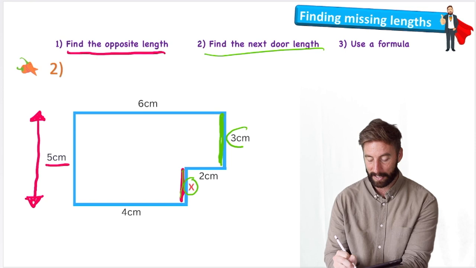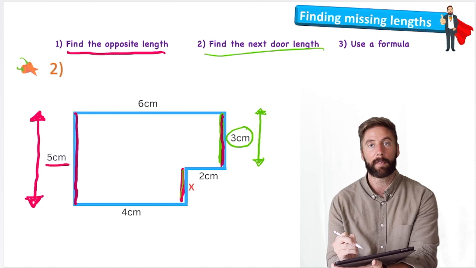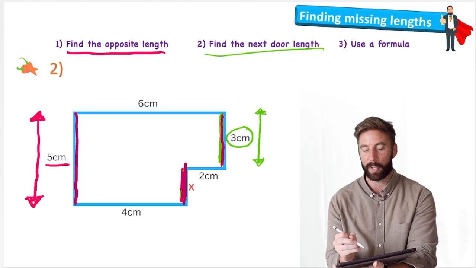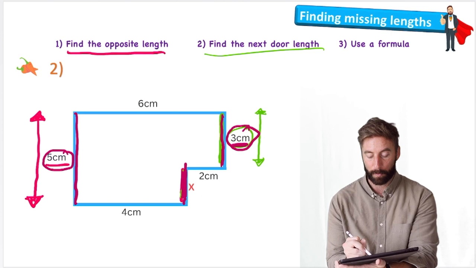So I'm going to use this length here. Okay, so let's think about what we know. This length here is 5 centimeters. This length here is 3. And this length here, where my X is going to be, is the difference between 5 and 3. Because if I subtract this 3 away from my 5, I'm going to get this missing length. Or to think of it another way, if I add my 3 to my X, I'm going to get 5.